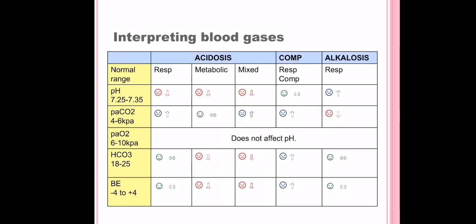So when we understand the normal ranges, then we can interpret blood gas results, and this table is a good guide in how to do that. Gases may demonstrate a respiratory acidosis or a respiratory alkalosis. They might show a metabolic acidosis or a mixed acidosis, or they may show compensation, where your body is acting to overcome shifts in acid-base balance.